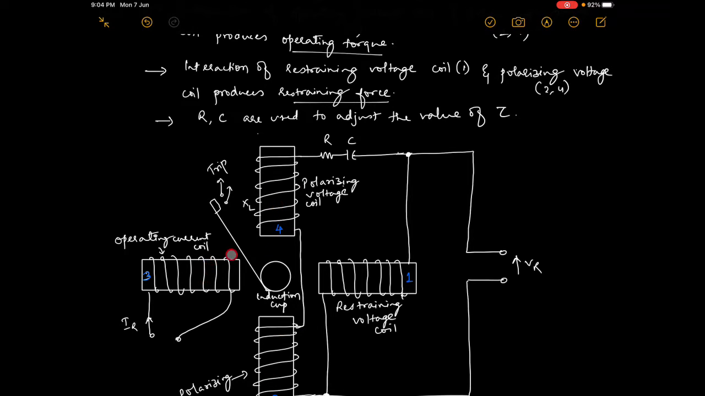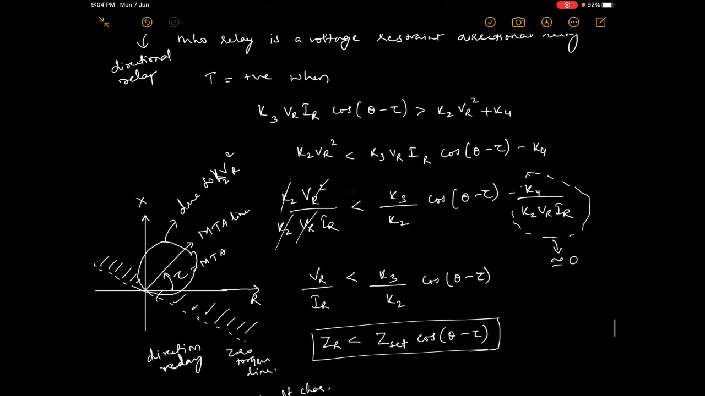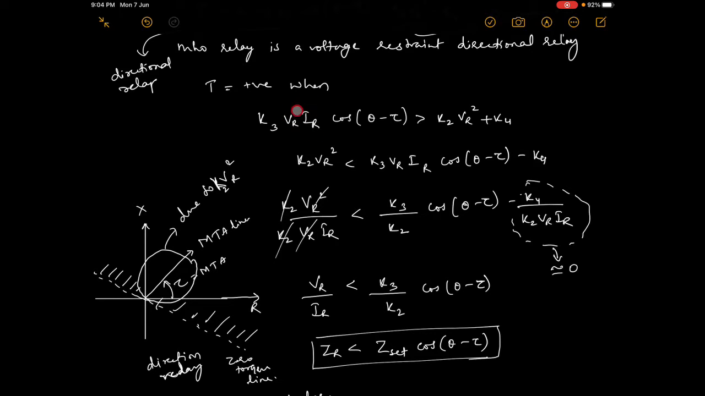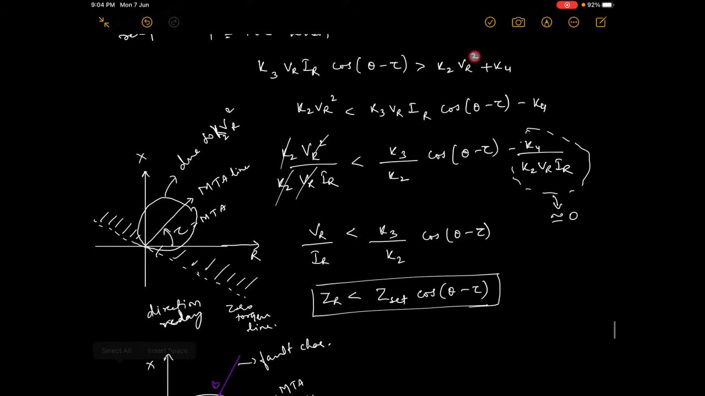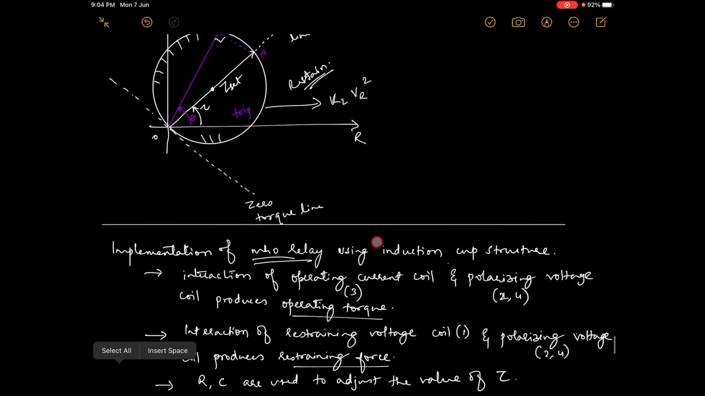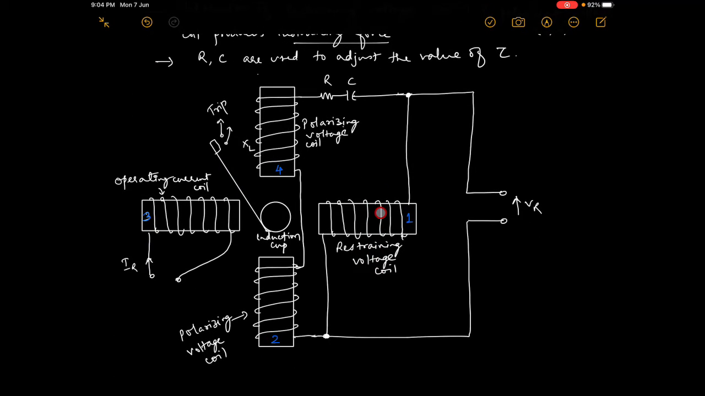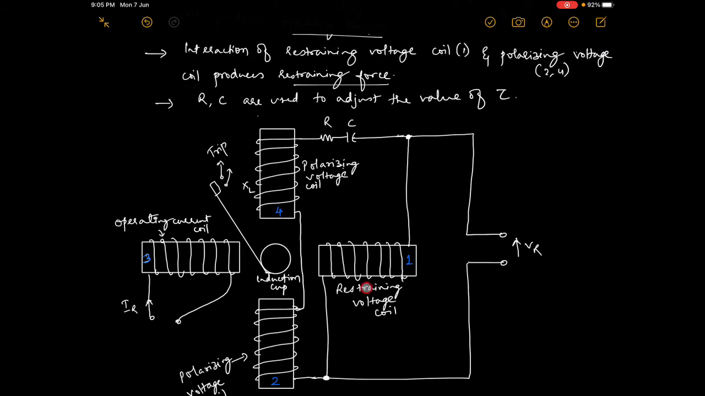So the operating force depends on current and voltage, as you might have seen in the equation. Do you remember? This is that K3, which is what you are adjusting now. And one more thing is dependent only on voltage. This is our restraining coil. So there is one more force, the restraining force, which is produced due to the restraining voltage coil along with the polarizing voltage coil.